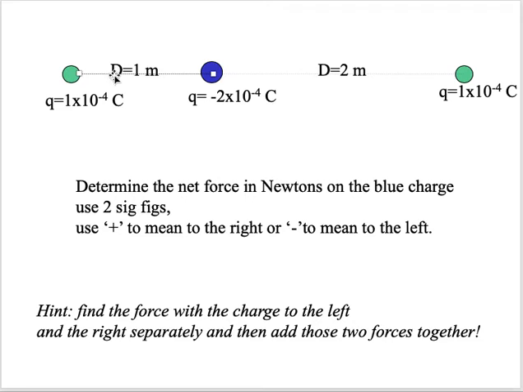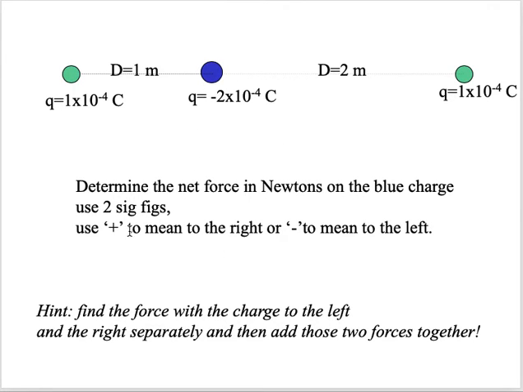So the two on the left are a meter apart, the two on the right are 2 meters apart, and the charge on the far right is symmetric with the one on the far left. It's a positive 1 times 10 to the minus fourth. How do we get positive charges? Well, somebody stripped away a whole bunch of electrons, right? So the objects on the far left and the far right are short electrons, and the object in the middle has extra electrons. Okay, determine the net force in newtons, of course, on the blue charge, so the central one.